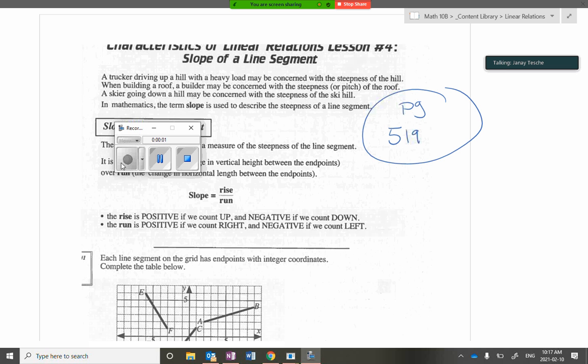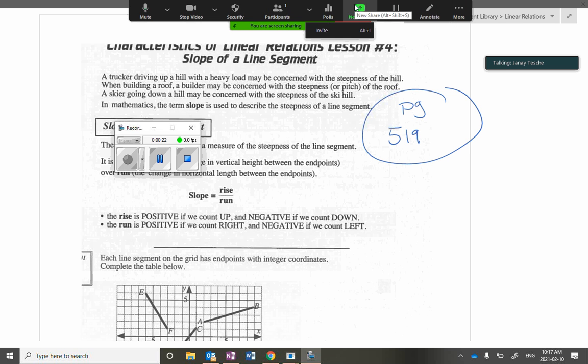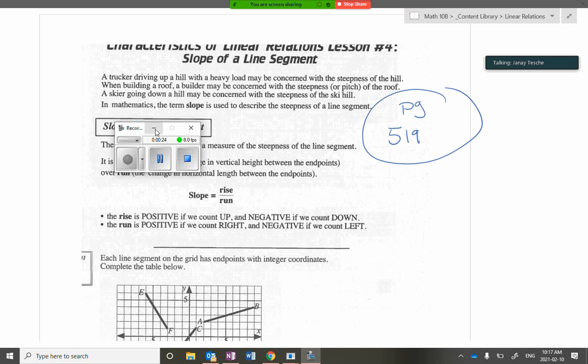So our next unit is all on linear relations. It's split into like 2 bigger chapters within your workbook. So the first section is called characteristics of linear relations, which is where we're starting. I don't know why they split it into 2 parts. It's really one unit together.